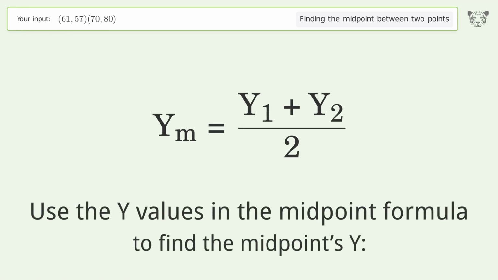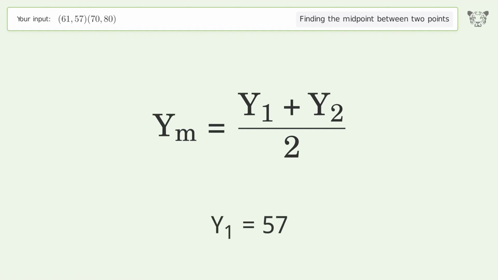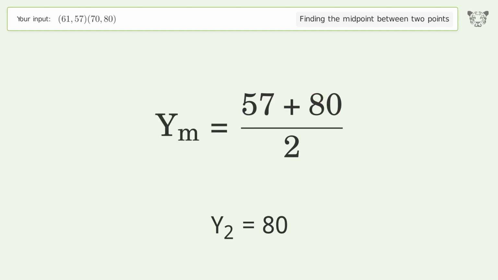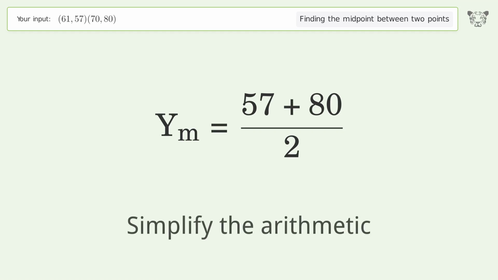Use the y values in the midpoint formula to find the midpoints y. y1 equals 57. y2 equals 80. Simplify the arithmetic.